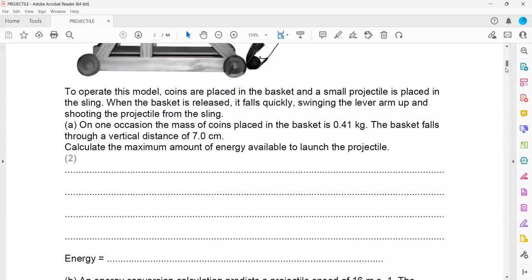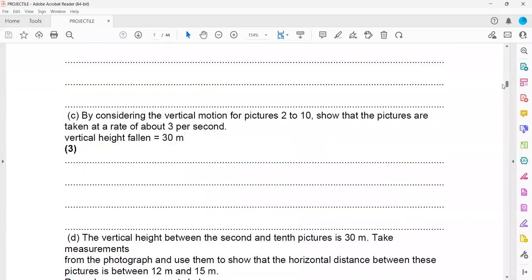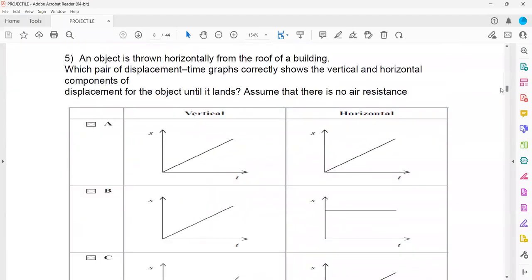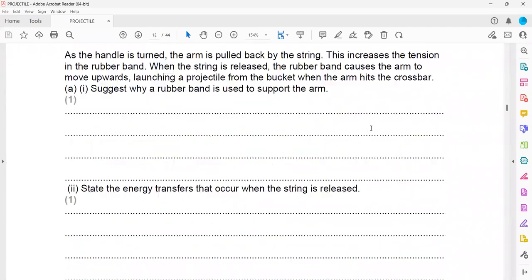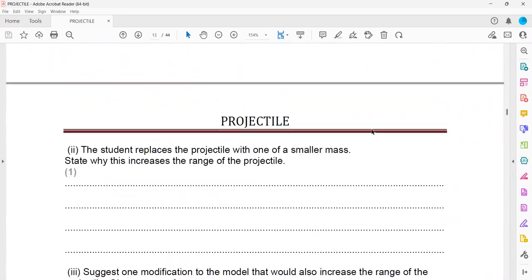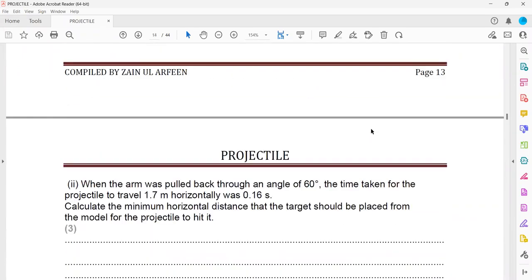So projectile motions. First 10 questions, as I mentioned, I have already recorded, so I will solve from 11 and onward.